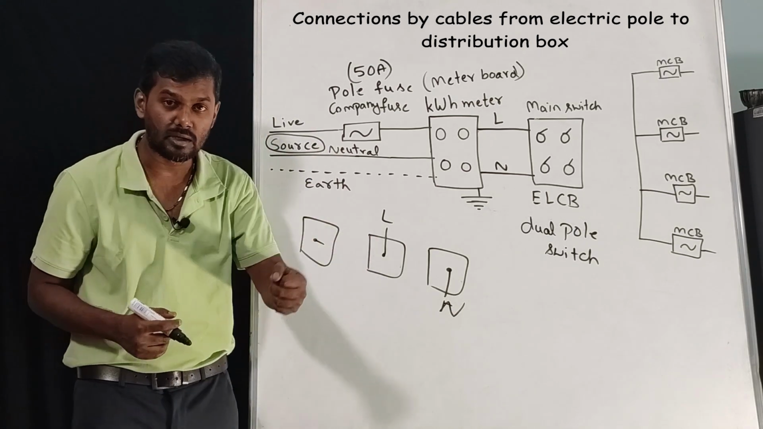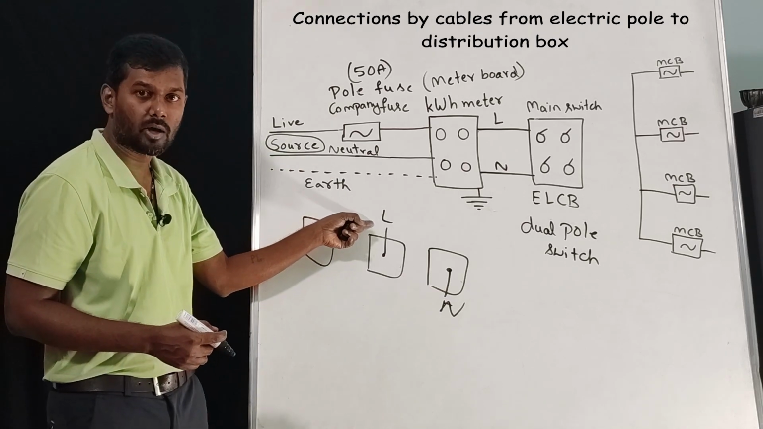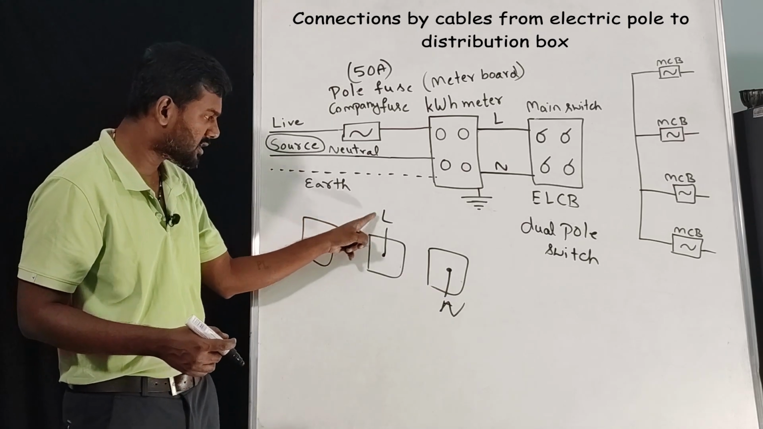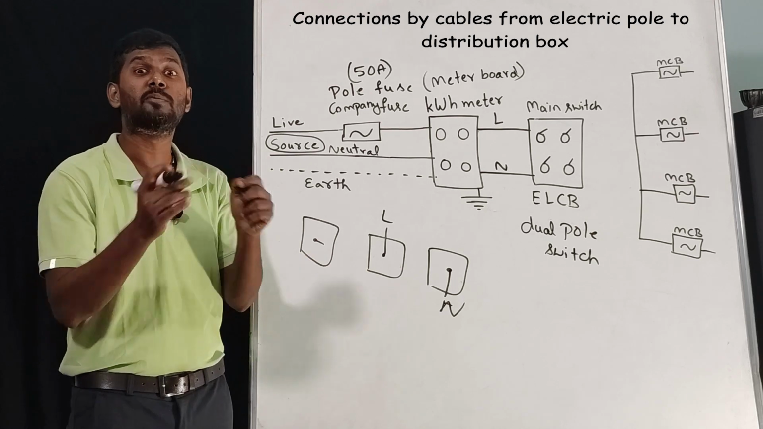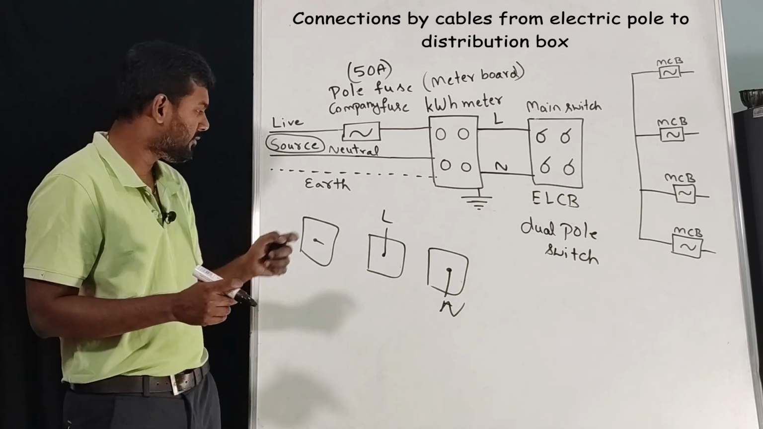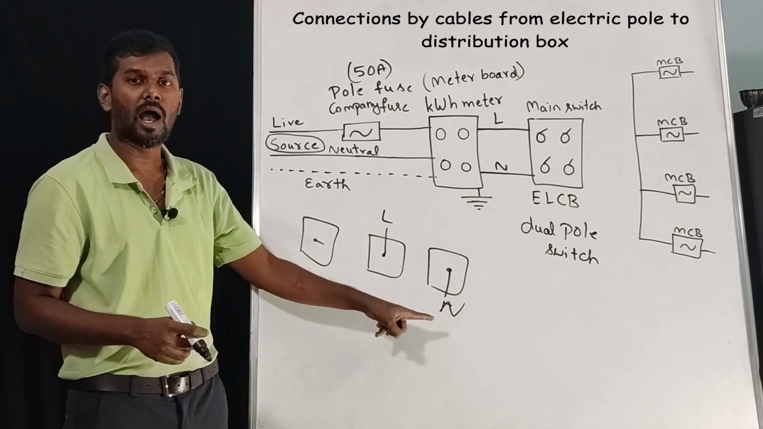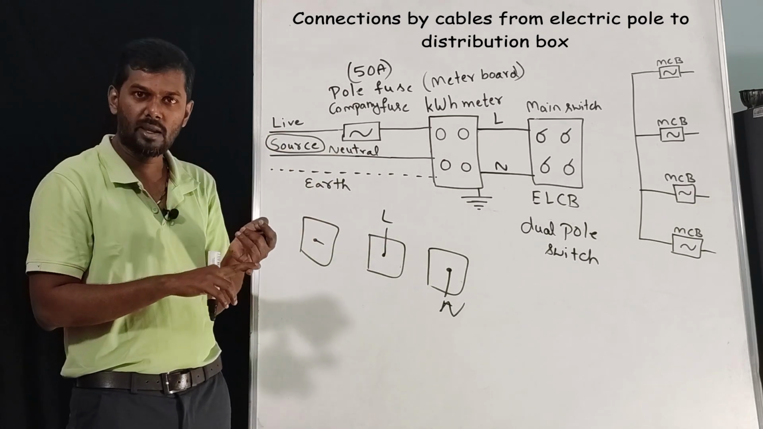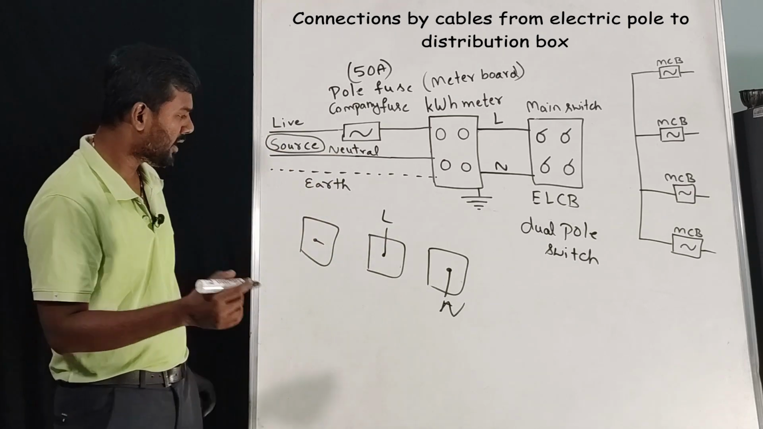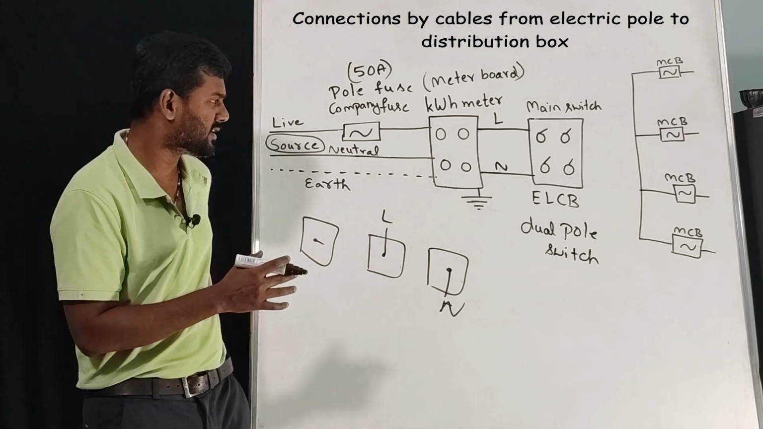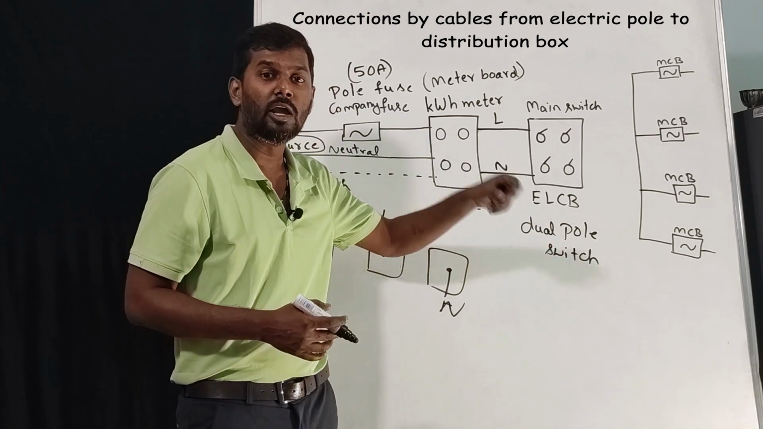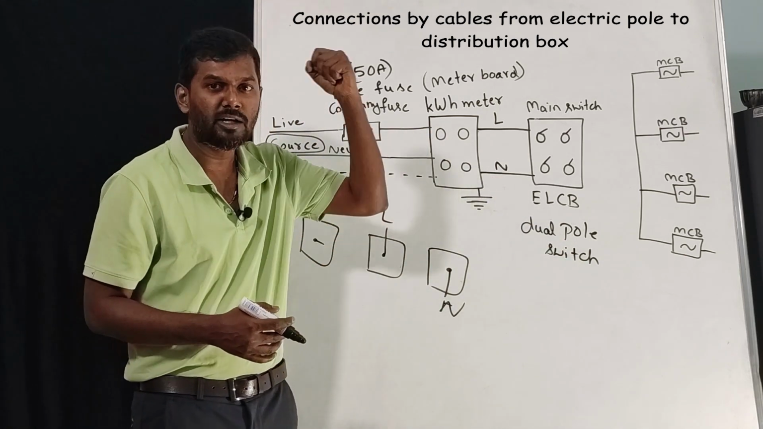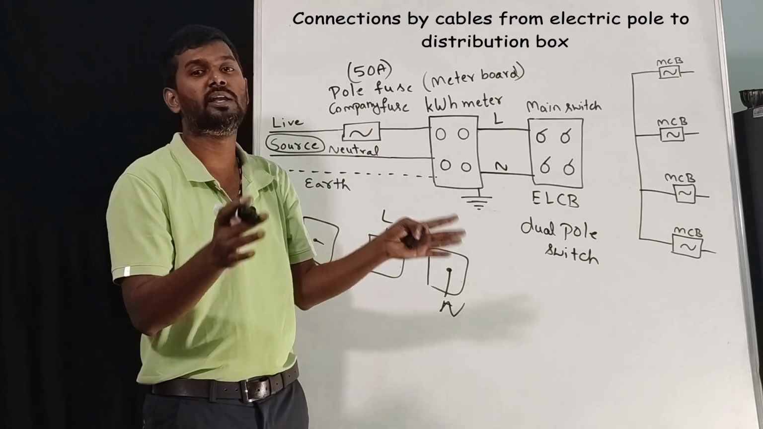You can break the live connection and neutral connection simultaneously. At the same time, we can break both live connection and neutral connection just to ensure the safety of the building and also the humans. Now you got the function of dual pole switch. What do you mean by dual pole switch? You can break the live connection and neutral connection simultaneously.